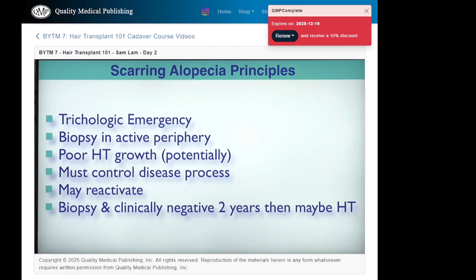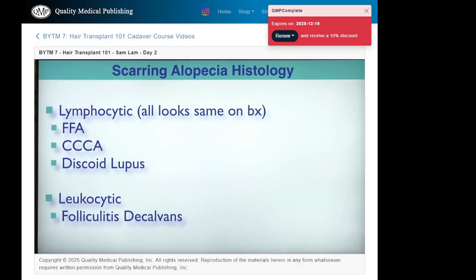So this is so important: if you have any suspicions, get it out of your hands and get it to a dermatologist. And in terms of the histology, what's interesting is I talk about FFA, I talk about CCCA, I talk about discoid lupus. Do you know they all look the same? It's a clinical diagnosis, but histologically they all look the same. They're lymphocytic infiltration. And if you can get this book, the Vera Price Cicatricial Alopecia is a great book for you to understand cicatricial alopecia. It's easy to get on Amazon.